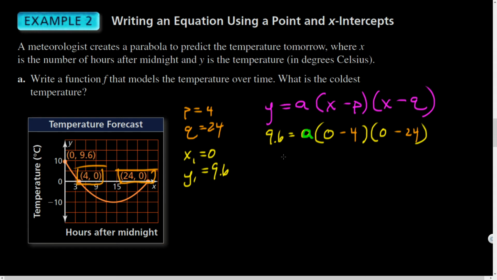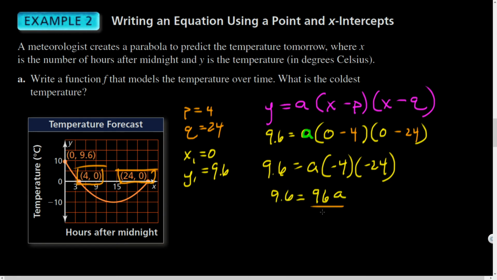So here we go. 9.6 equals a times 0 minus 4, which is negative 4, times 0 minus 24, which is negative 24, and that's equal to positive 96a. And to solve, it looks like I just divide both sides by 96. Now I'm tempted to say this is going to be what, 1/10? Am I doing that right? But guys, this is the internet, and Waddy Math makes mistakes sometimes. It's too high stakes. It is 0.1. There we go.